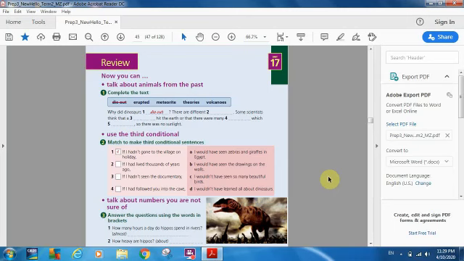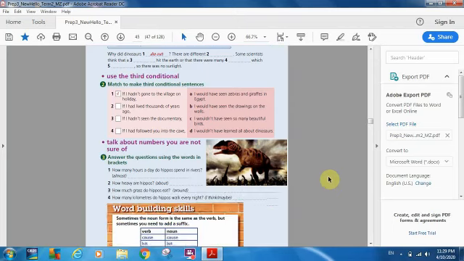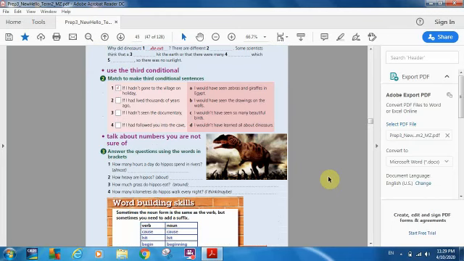Now, match to make third conditional sentences. One is done. Two, 2A: if I had lived thousands of years ago, I would have seen zebras and giraffes in Egypt. Three: if I hadn't seen the documentary, yes, D, I wouldn't have learned all about dinosaurs. Four: if I had followed you into the cave, yes, I would have seen the drawings on the walls. Now, answer the questions using the words in brackets.